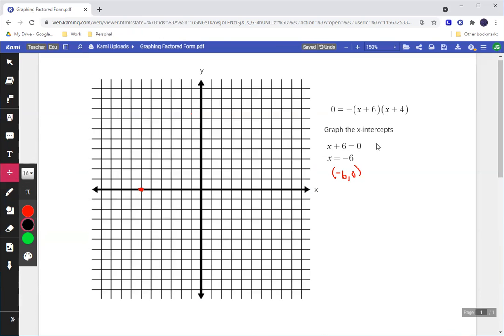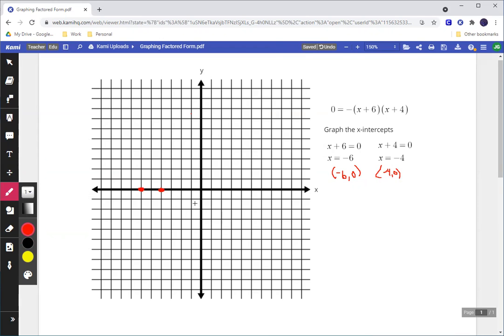The other possibility is that x plus 4 equals 0, which leads to x equal to negative 4. And that gives us the point negative 4, comma 0, which is here.